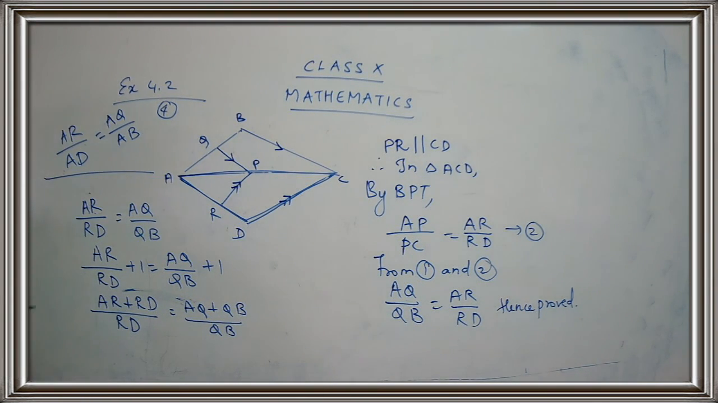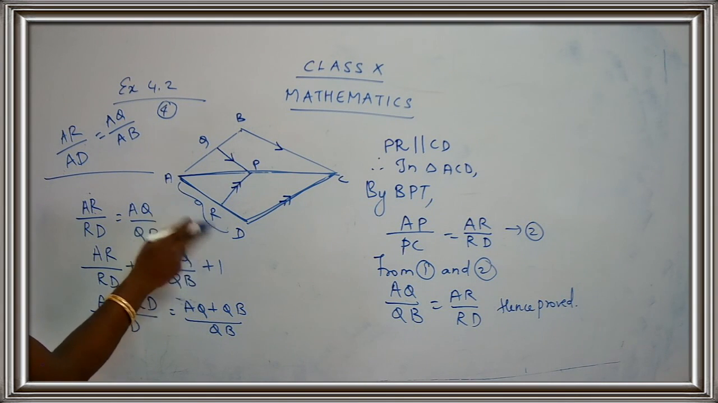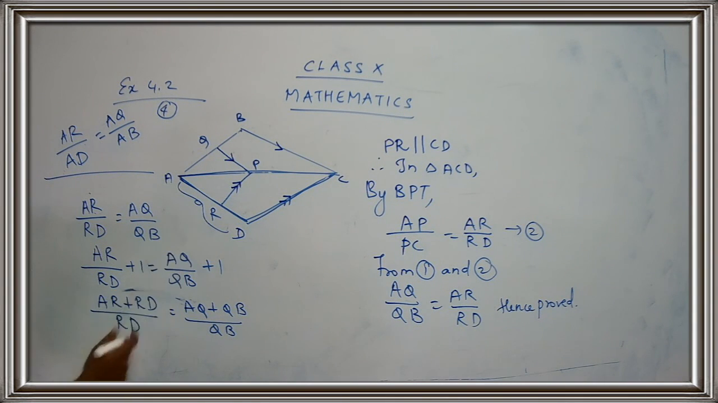So what is AR plus RD, children? AR plus RD is AD. So AD upon RD you get, yes. And here AQ plus QB, what you get? You get AB upon QB. I think this is not the thing that we have to prove, children. We don't have to prove this part. I don't want AD upon RD. So what we have to do is take the reciprocal.